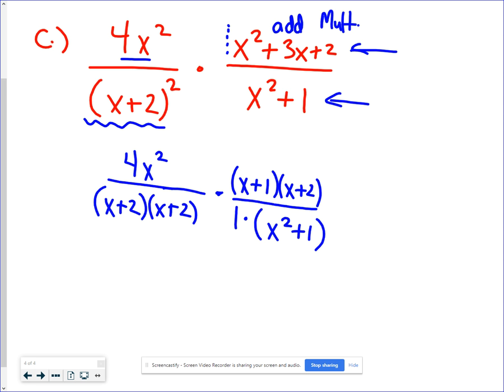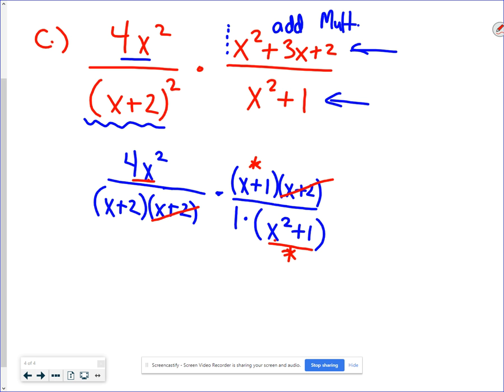Now I want to see if I have any common factors. Well, I got an x squared plus 2 here. I can cancel out this x squared plus 2. This x squared here will not cancel with that x squared, because this is 4x squared, this is x squared plus 1. So they're different values. And this x plus 1 here can't cancel with this x squared plus 1. They're different and not the same. So nothing else cancels out.